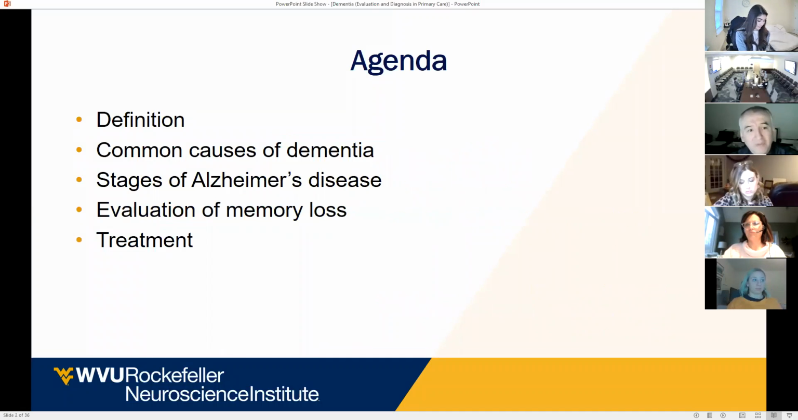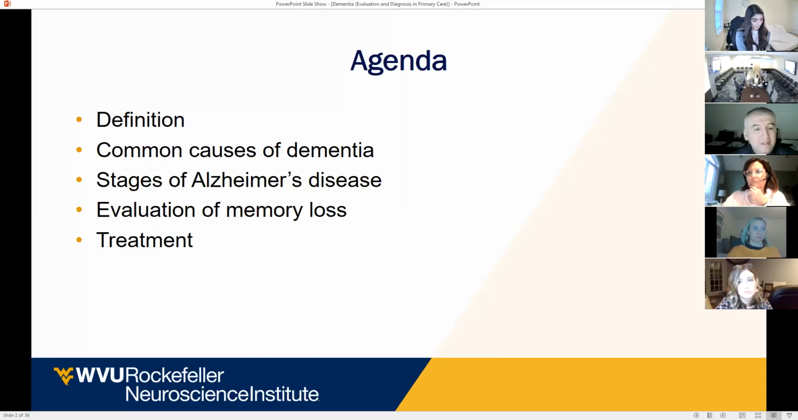This is the agenda: definition, common causes of dementia, stages of Alzheimer's disease, evaluation of memory loss, and treatment. Next slide.